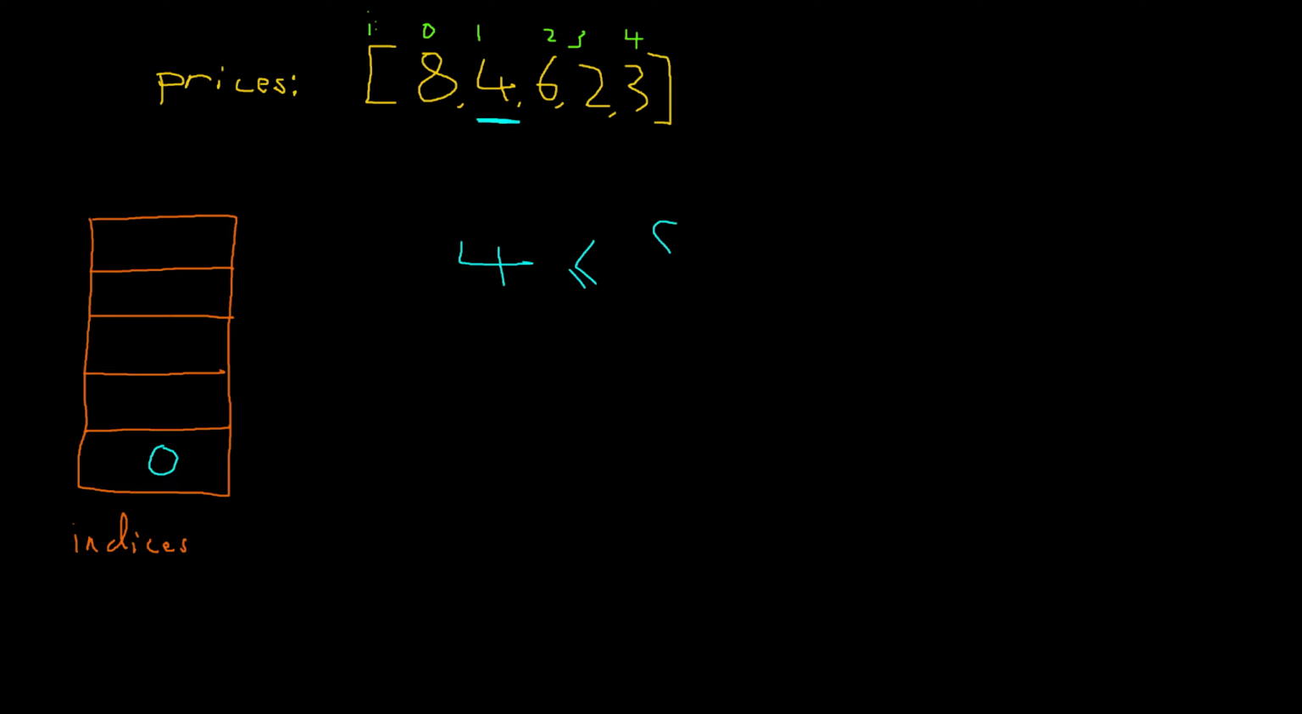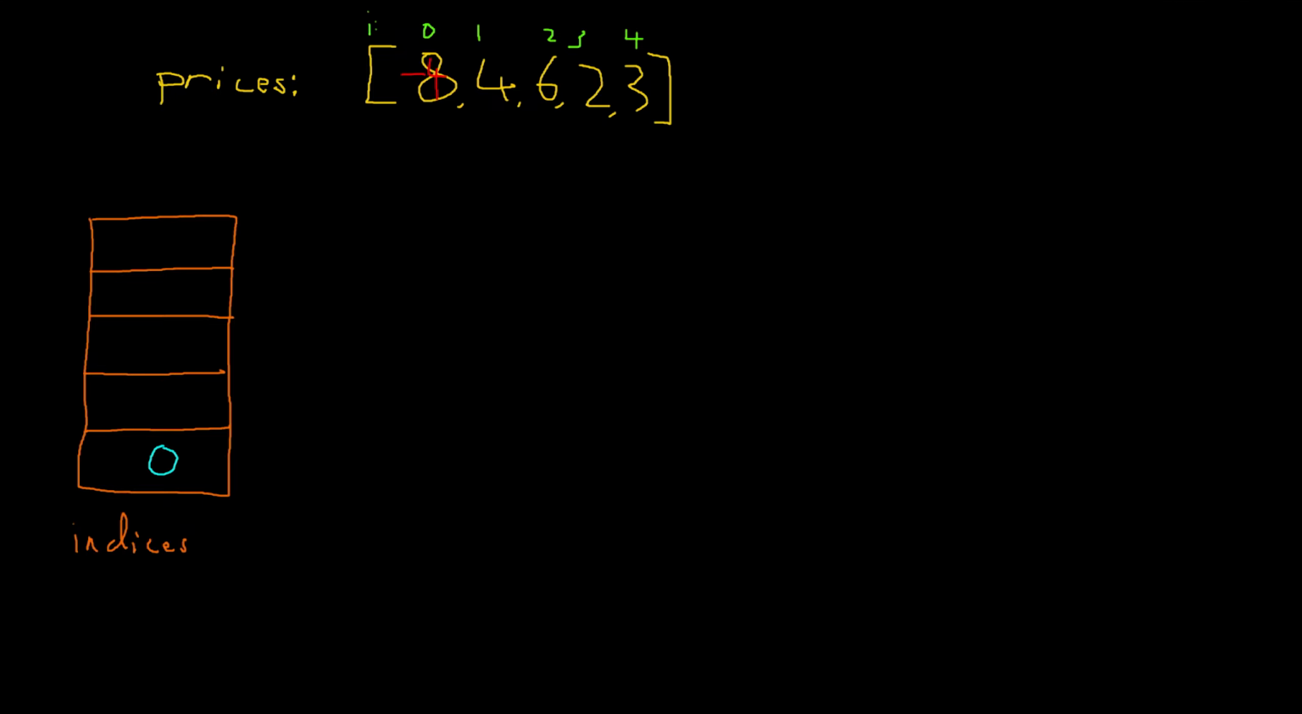So we're just checking is 4 less than or equal to 8. We see that it is. So what that means is we can actually perform a discount on the 0th item here. So all we do is we get the price at the 0th item and we just subtract the current item's price, so that would turn into 8 minus 4.